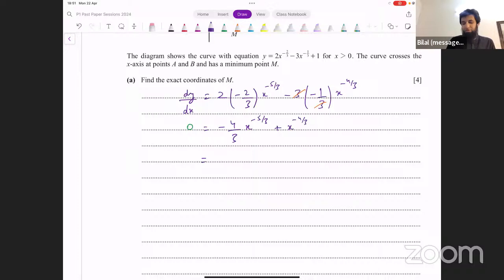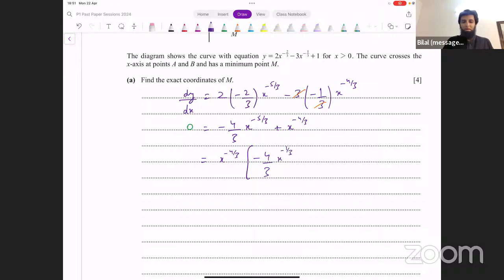Now we need to solve this equation somehow. How do we solve this? We can take the smaller power common, whatever is the smaller power. Or it's not necessary though, take any of these powers common. Let's say if I take x power minus 4 over 3 common, what does that leave me with? If I take that common, what am I left with? Minus 4 over 3 into x raised to the power minus 1 over 3, right?